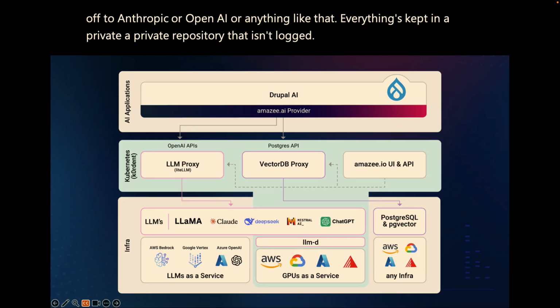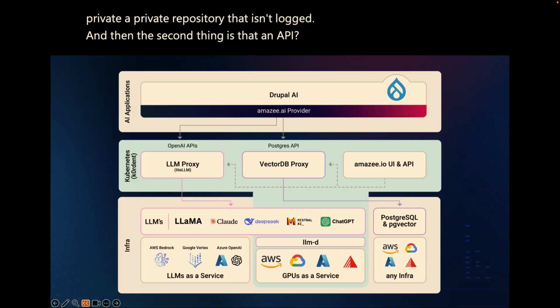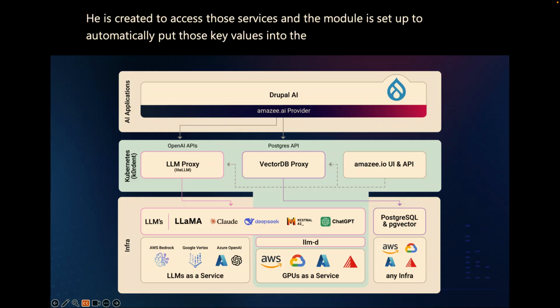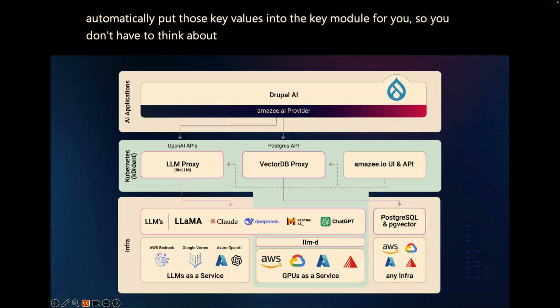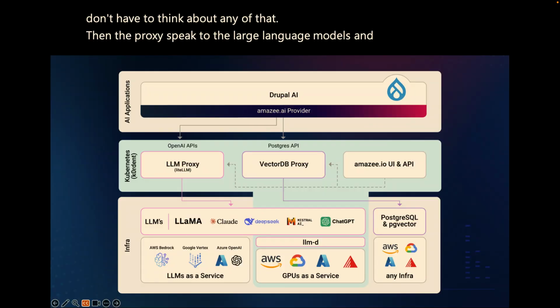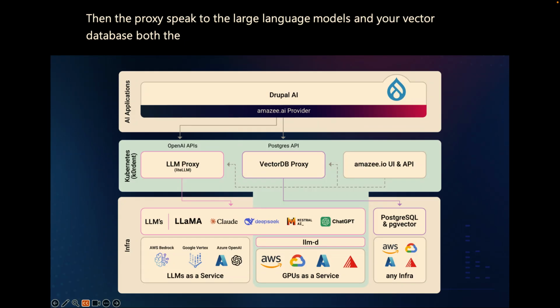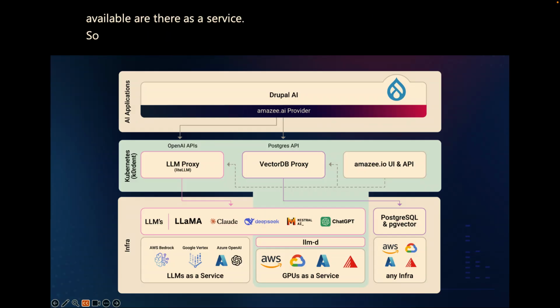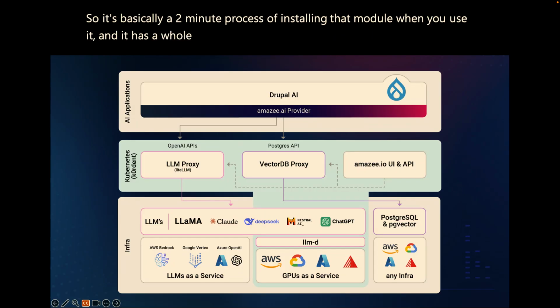And then the second thing is that an API key is created to access those services, and the module is set up to automatically put those key values into the key module for you, so you don't have to think about any of that. Then the proxies speak to the large language models and your vector database. Both the large language models and the GPUs that are made available are there as a service. So it's basically a 2-minute process of installing that module when you use it. And it has a whole lot of infrastructure and code going on in the background, even though it's open source.